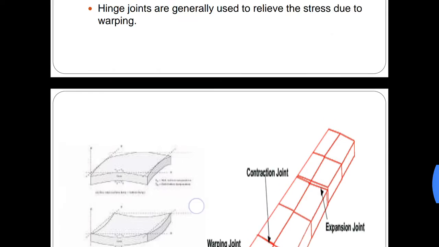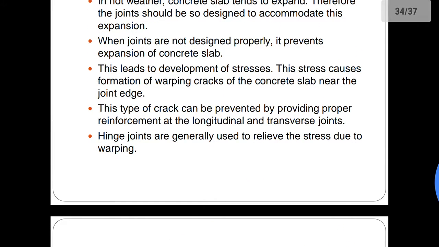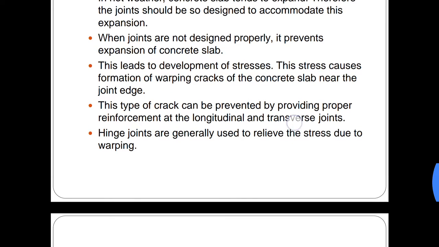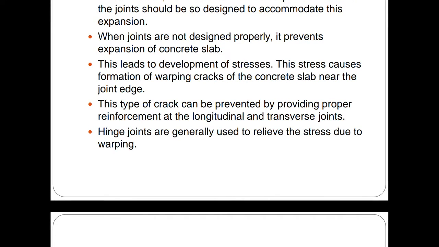This type of crack can be prevented by providing proper reinforcement in the longitudinal and transverse joints, like dowel bars and tie bars. Hinge joints are generally used to relieve the stress due to warping.